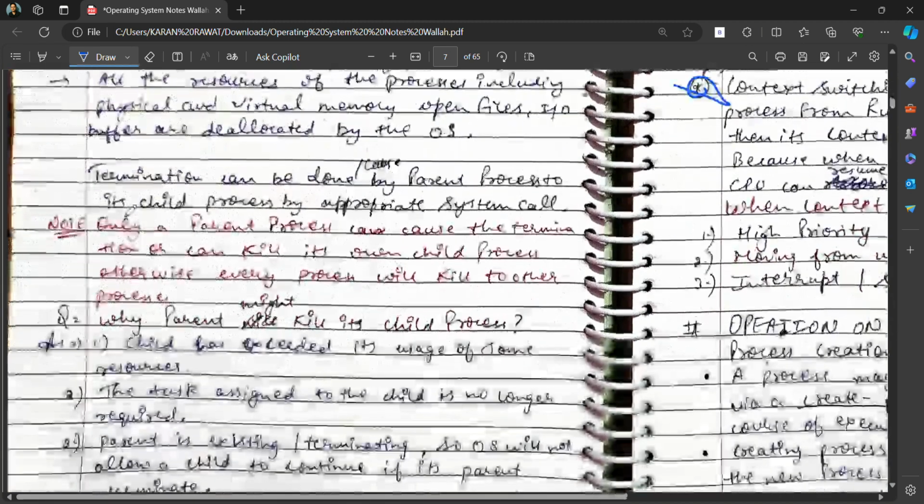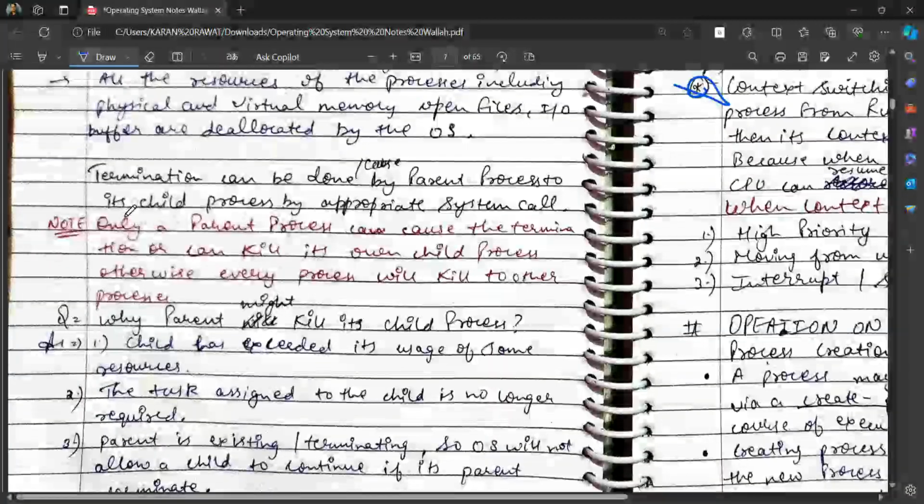Now there are some important points that we will discuss. The termination can be caused by the parent process to a child process by appropriate system calls. We are discussing that a process can create further processes, and the termination can be done by its own parent. It might sound very abnormal that a parent process would kill its own child. Yes, it can kill. Why?